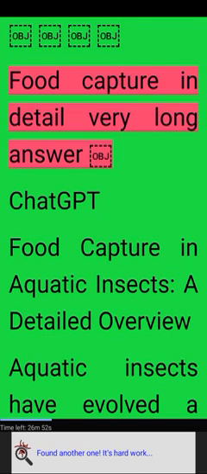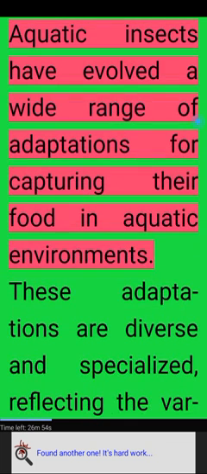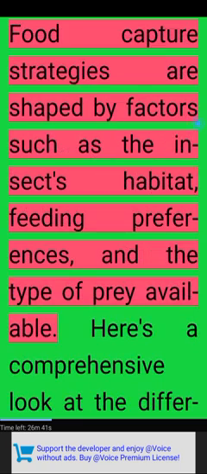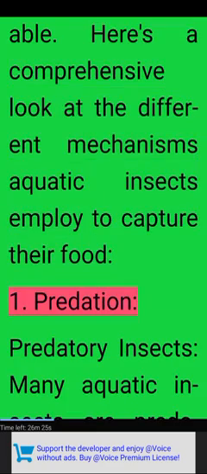Food capture in detail. Food capture in aquatic insects, a detailed overview. Aquatic insects have evolved a wide range of adaptations for capturing their food in aquatic environments. These adaptations are diverse and specialized, reflecting the varied ecological niches these insects inhabit. Food capture strategies are shaped by factors such as the insect's habitat, feeding preferences, and the type of prey available. Here's a comprehensive look at the different mechanisms aquatic insects employ to capture their food.